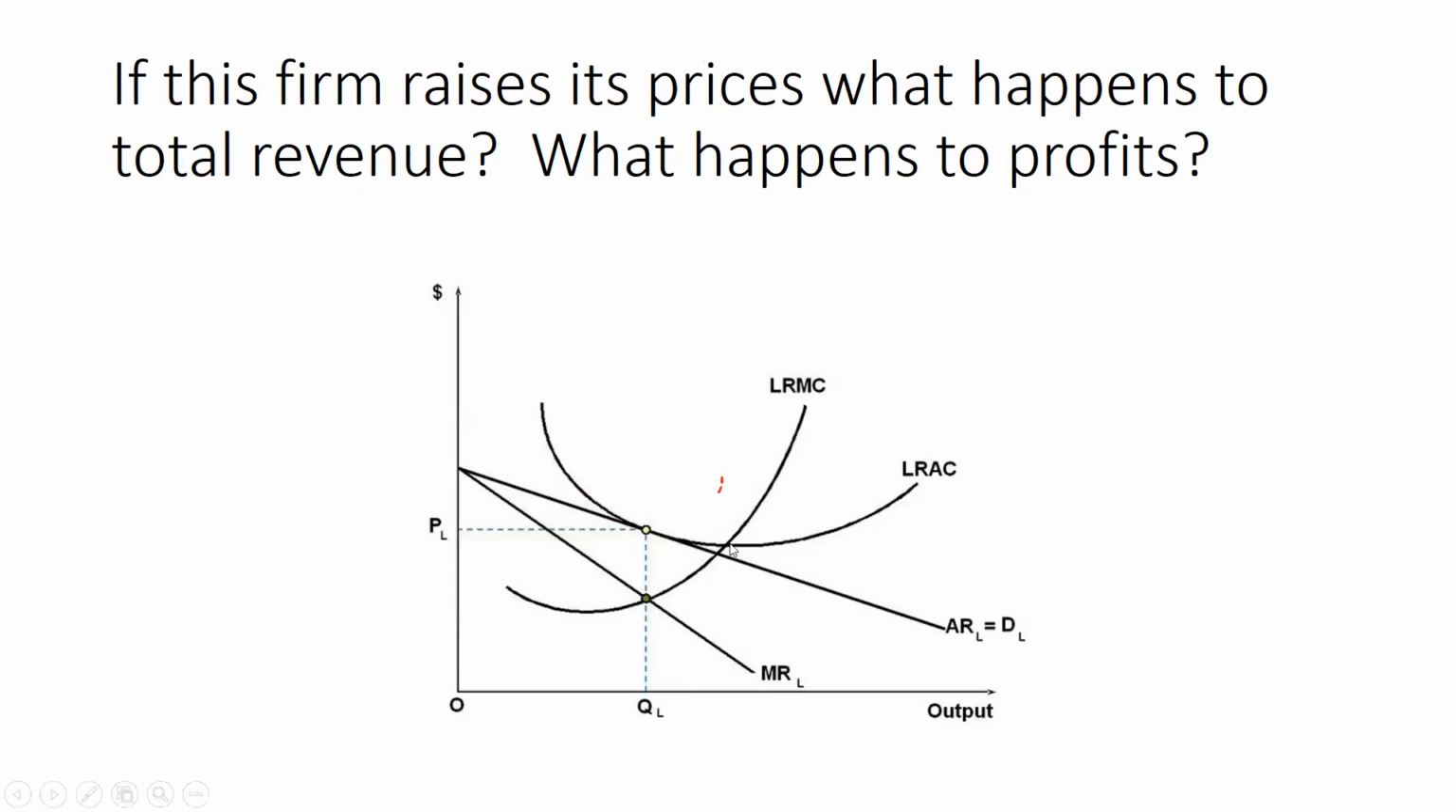Before I even ask this question, if a firm raises its price, what happens to total revenue? I just want to also remind you, because they sometimes ask this, in monopolistic competition where MC crosses ATC, if I take that down, the difference between QL and QE is excess capacity. And excess capacity happens in the long run in monopolistic competition.